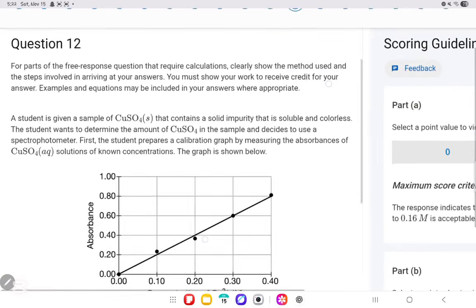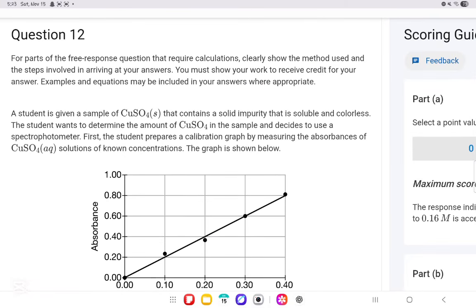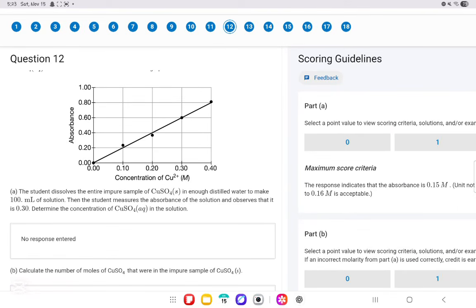What does it say? It says, a student is given a sample of CuSO4 solid that contains a solid impurity that's soluble and colorless. The student wants to determine the amount of CuSO4 in the sample and decides to use a spectrophotometer. First, the student prepares a calibration graph by measuring the absorbance of CuSO4 solutions of known concentration. The graph is shown below. The student dissolves the entire impure sample of CuSO4 in enough distilled water to make 100 milliliters of solution. Then the student measures the absorbance of the solution and observes that it is 0.30 absorbance.